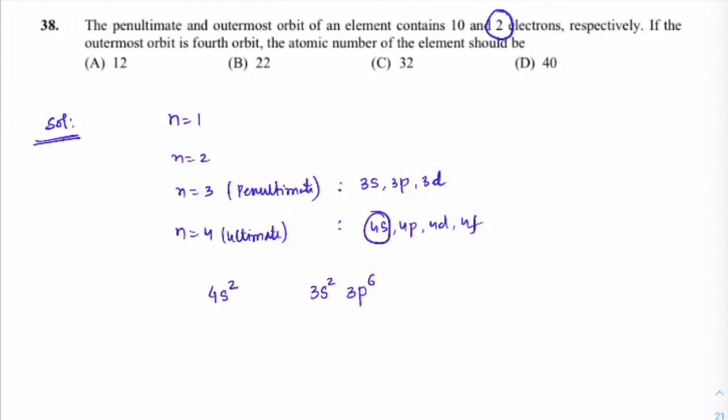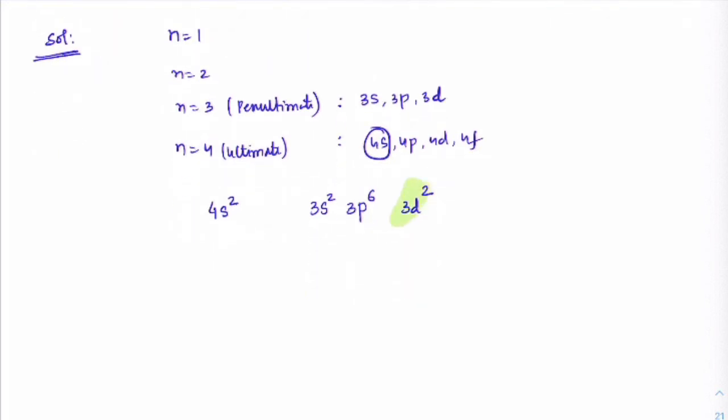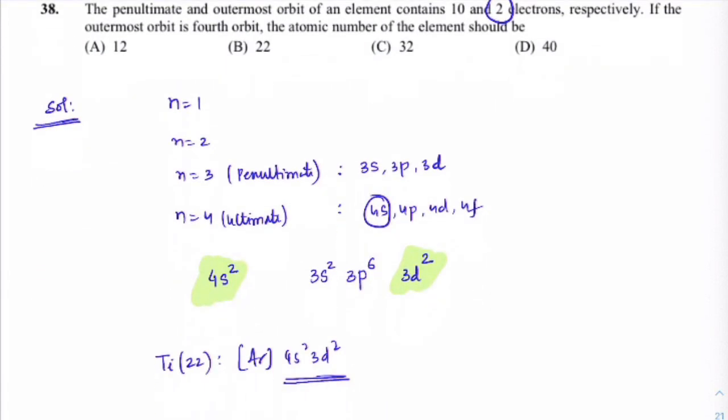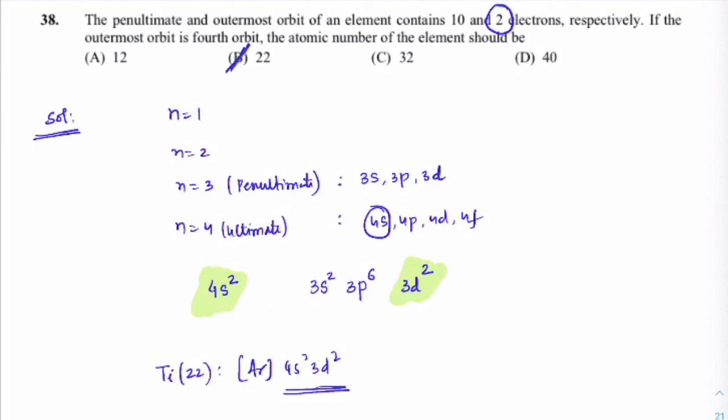So you need to check the number of electrons in 3d now. We already have 6 plus 2, 8, and another 2 electrons here, so a total of 10 electrons are done. So 3d2, so the configuration should be something like 3d2 and 4s2. That will be the atom's configuration, which is nothing but titanium, argon 4s2 and 3d2, correct? So this would be titanium. The atomic number for titanium is 22. I hope you understood that.